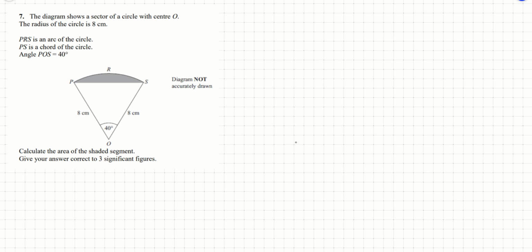So area of segment equals area of sector minus area of triangle. Okay, hopefully you can see that. And that's just a standard method with compound shapes. We take simpler shapes to find a more complicated area.